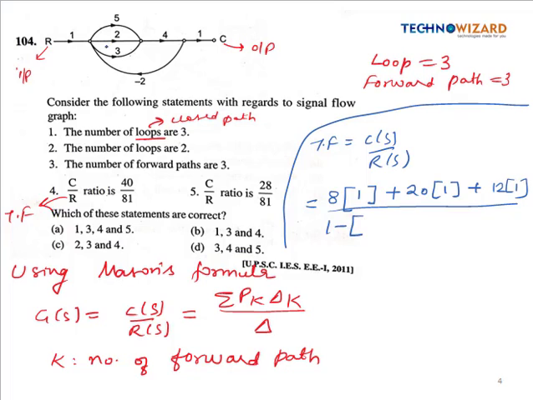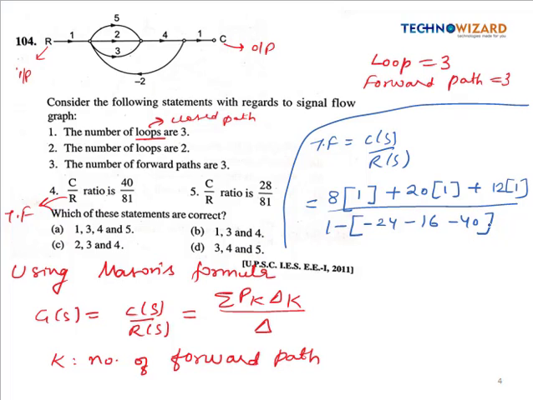Suppose I'm starting from here. This is one loop, and the gain of this loop is 4 into 3 into minus 2, which is minus 24. The next loop is also negative: 4 into 2 into minus 2, which is minus 16. Similarly, 5 into 4 into minus 2 is minus 40. So you can simplify this.